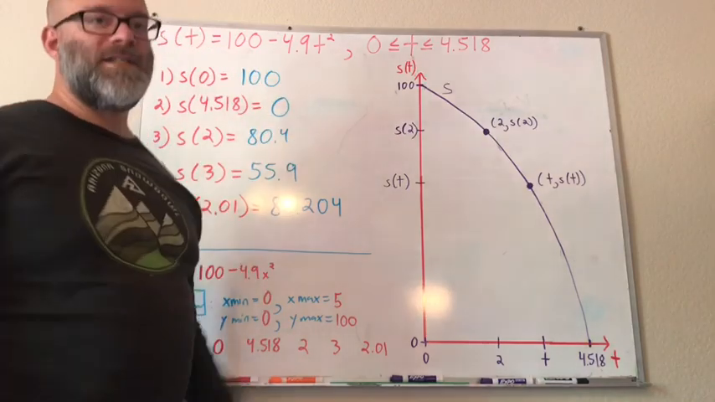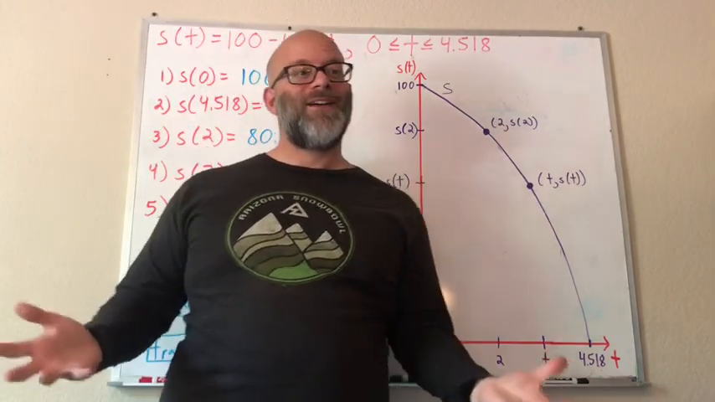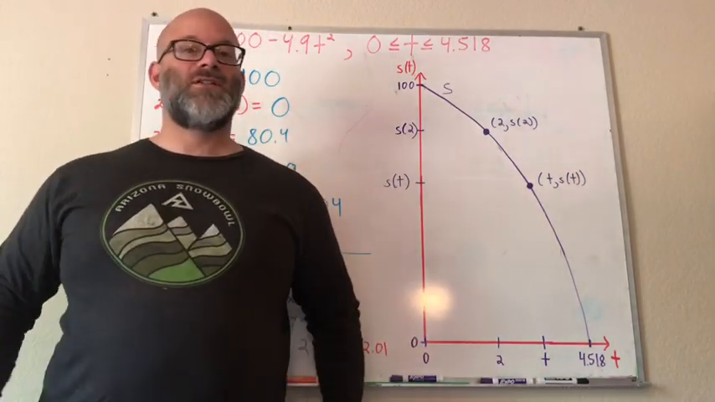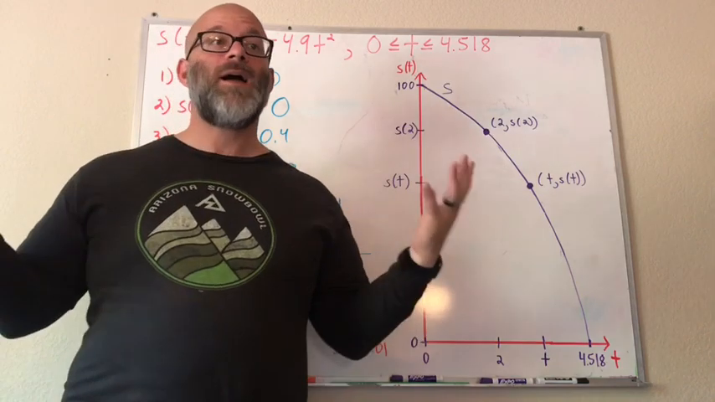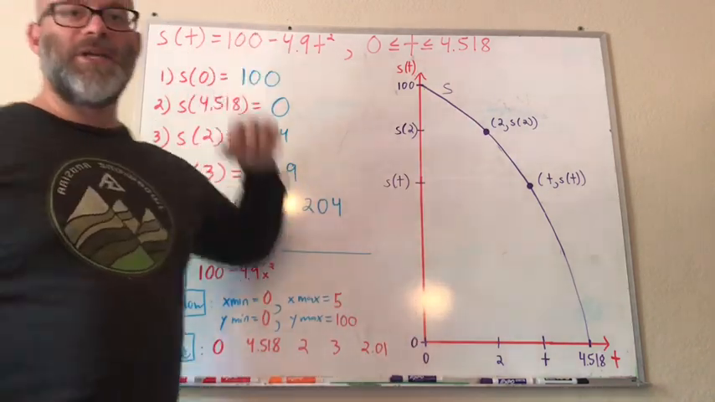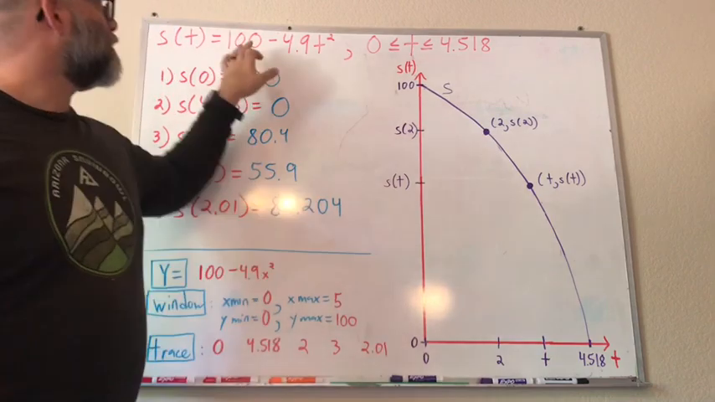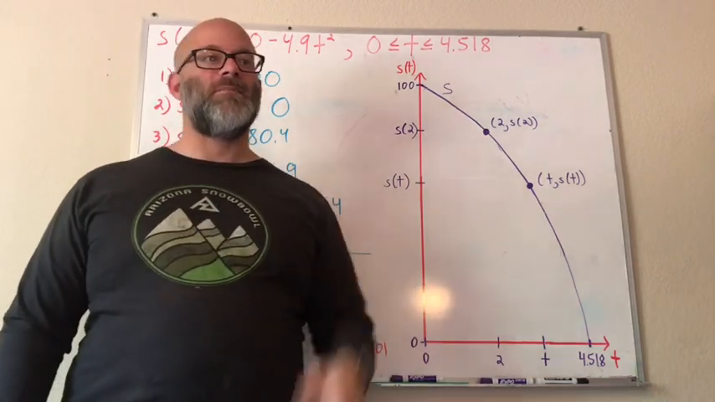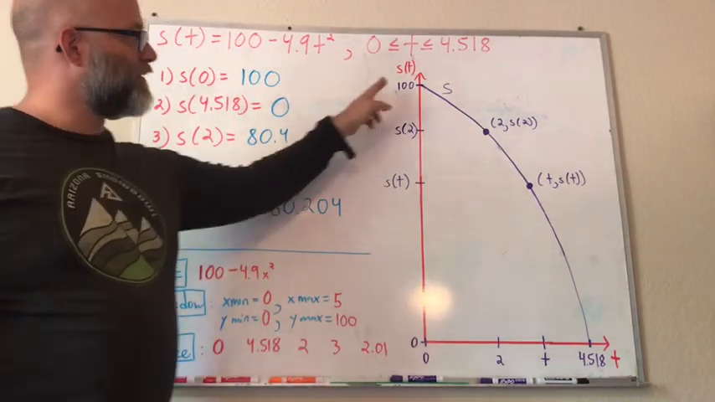This is also what type of function? A quadratic function. Quadratic functions, graphs look like upward parabolas. Put a minus sign, it becomes a downward parabola. Put a plus 100 and you're shifting it up. So what graph do you get? You get this graph.